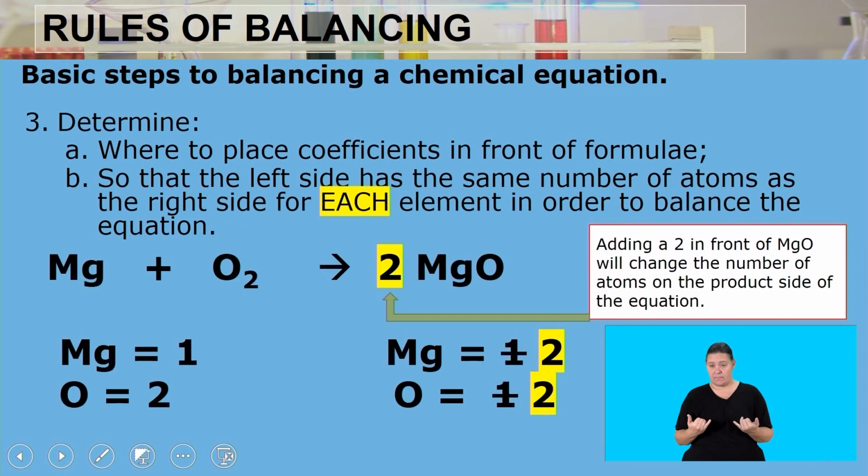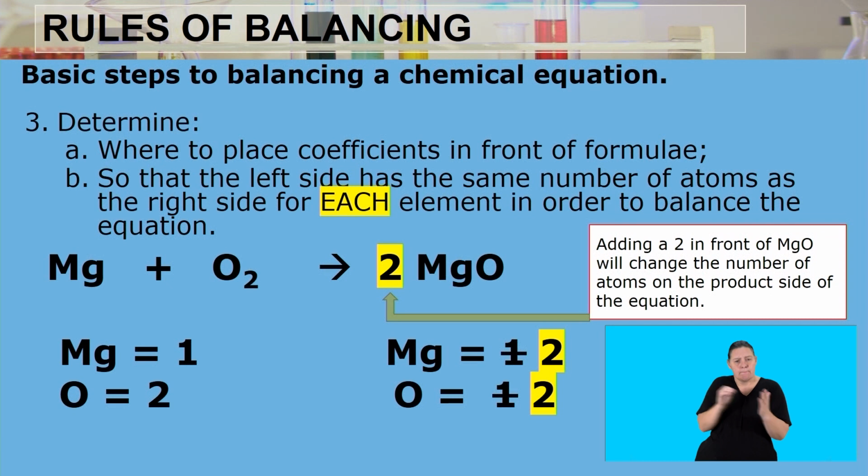Now, we need to determine where to place the coefficients in front of the formula. So we need to check where we are going to balance. And remember, we're balancing with the coefficients, and the coefficients go in front of the chemical formula, so that the left-hand side can be the same as the right-hand side in terms of the number of atoms, the number of molecules on either side.